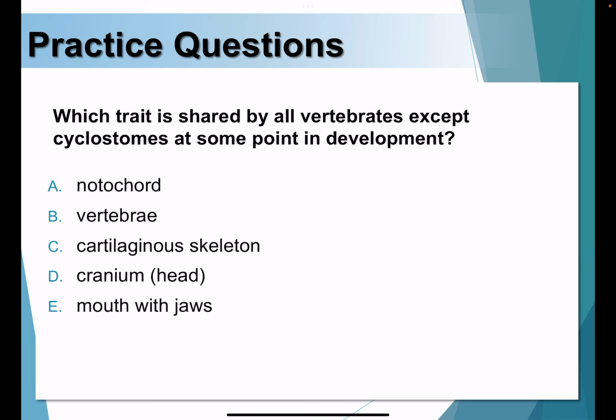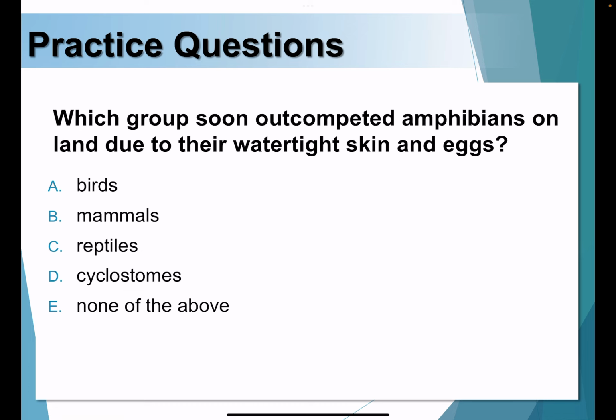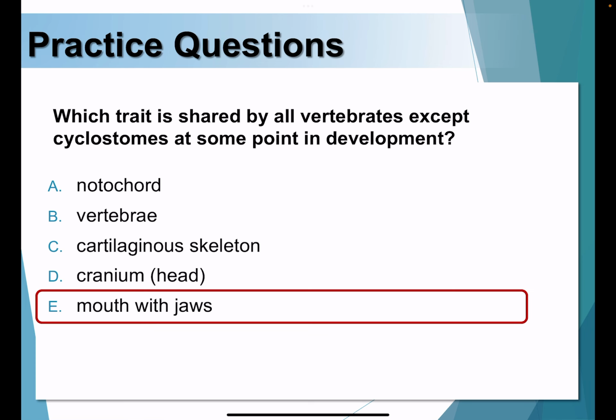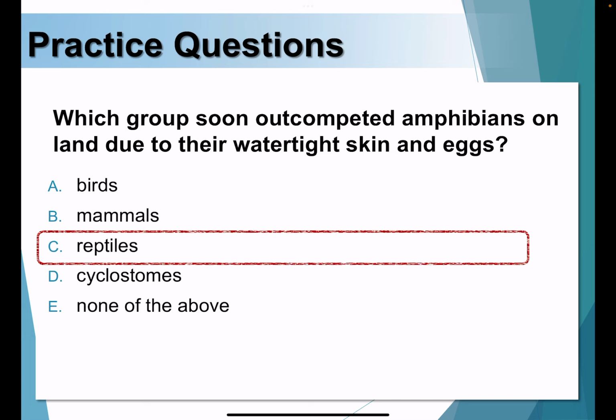Which trait is shared by all vertebrates except cyclostomes at some point in development? Mouth with jaws, because cyclostomes don't have jaws. Which group soon outcompeted amphibians on land due to their watertight skin and eggs? It would be reptiles, because reptiles is where they start to have eggs.